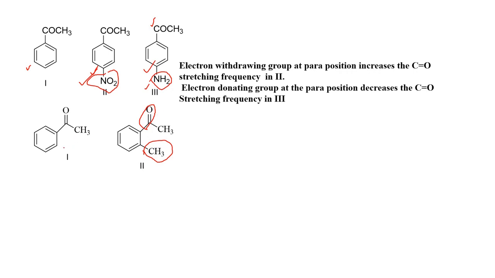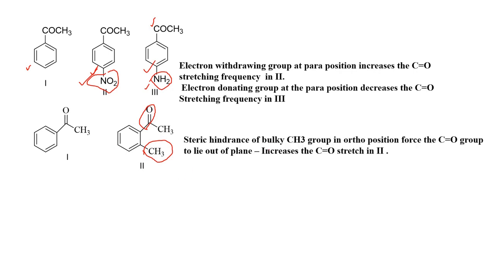There is no such methyl group on the ring in this molecule, acetophenone. So ortho-methylacetophenone has a greater C=O stretching frequency than acetophenone itself. That is how acetophenone and ortho-methylacetophenone can be distinguished. The steric hindrance of the bulky methyl group in the ortho position forces the C=O group to lie out of plane. That will increase the C=O stretch in the second molecule. That is how these molecules can be distinguished from each other.